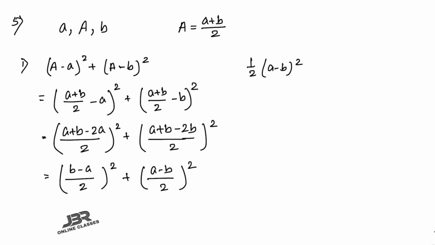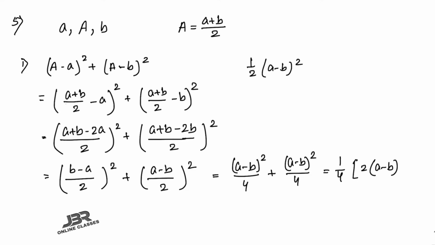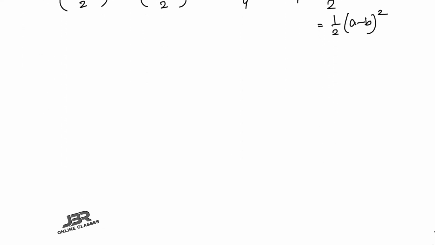So (b minus a) by 2 whole square, next one here (a minus b) by 2 whole square. Okay, so now here you can write it as (a minus b) whole square by 4. This one will also be (a minus b) whole square by 4. So if 1 by 4 is common, it becomes here 2 into (a minus b) whole square. Then here it's 1 by 2, so 1 by 2 (a minus b) whole square. Clear? Okay, now next one, part 2, sum number 52.